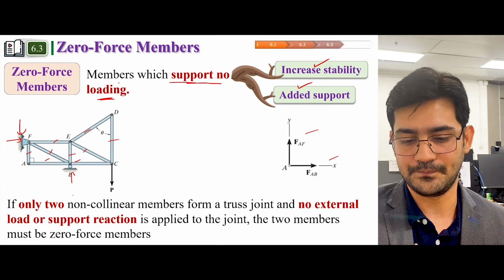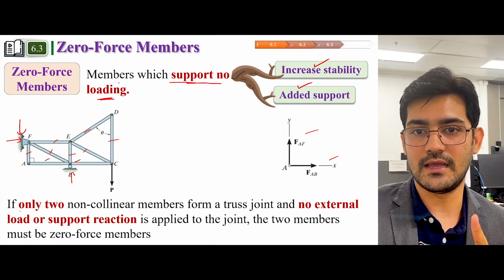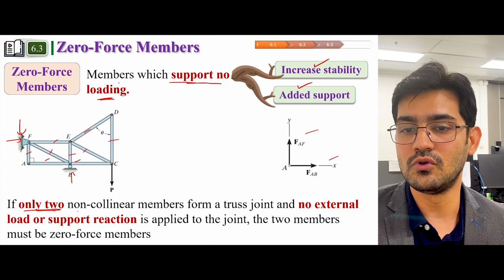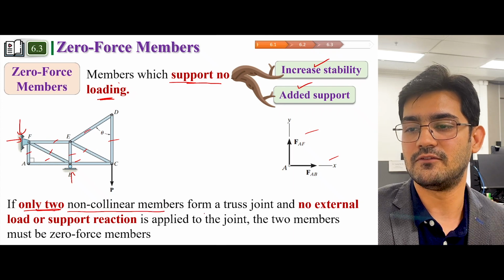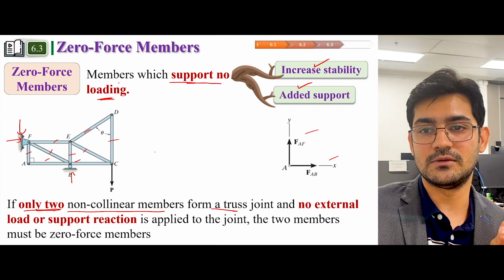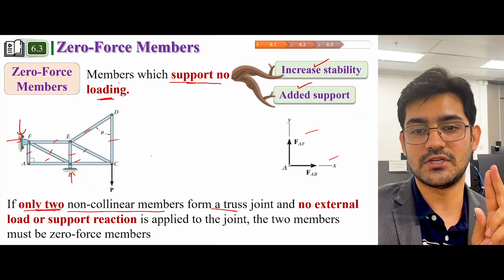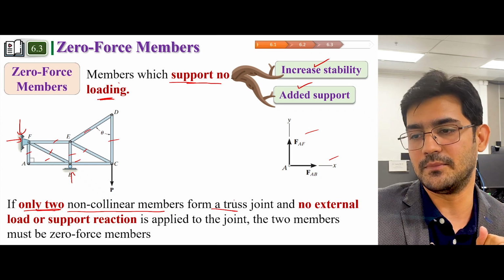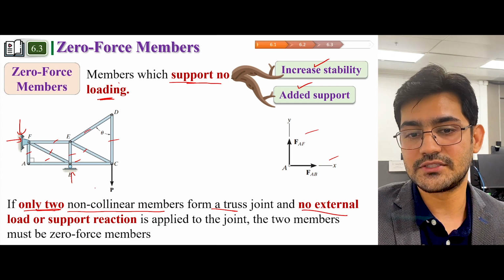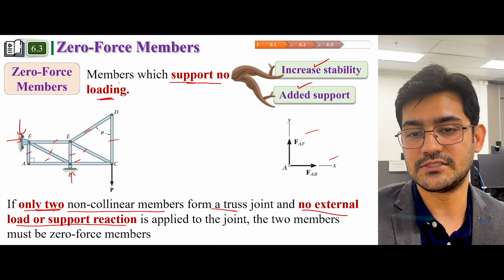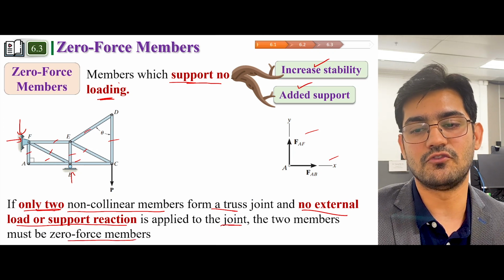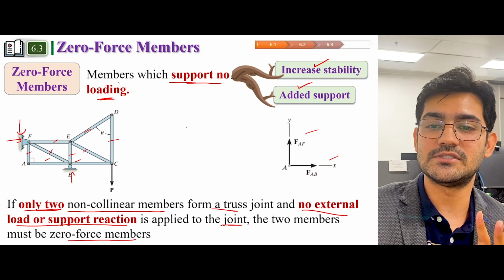Now how to know? About zero force members: if only two non-collinear members form a truss joint, you have to see all the joints of a truss which are composed of only two non-collinear members, and I will explain this later. And if no external load or support reaction is applied to that joint, the two members must be zero force members. So how to know the members are zero force members?